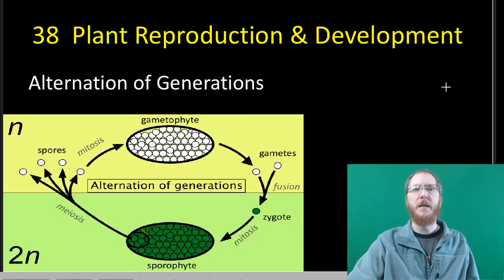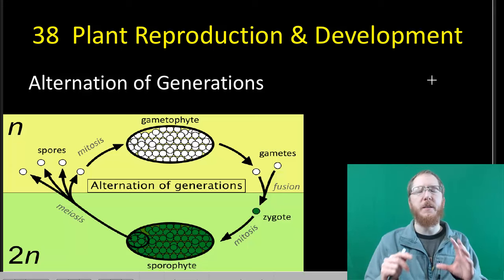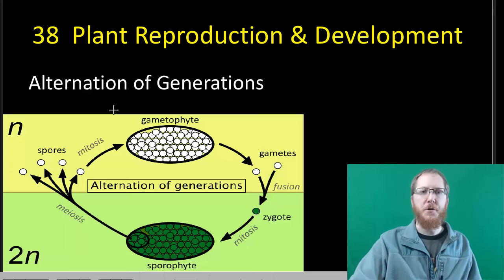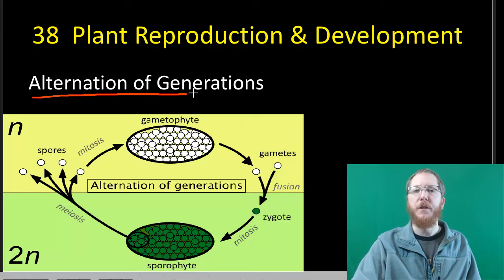Welcome to chapter 38 and 39. Now in 38 I just want to go over some of the key characteristics and structures of plants. So to start it off, plants exhibit alternation of generation.